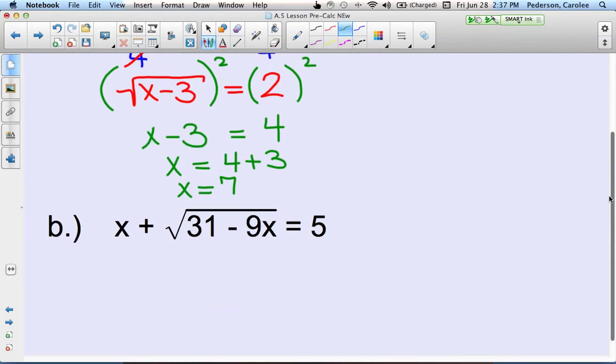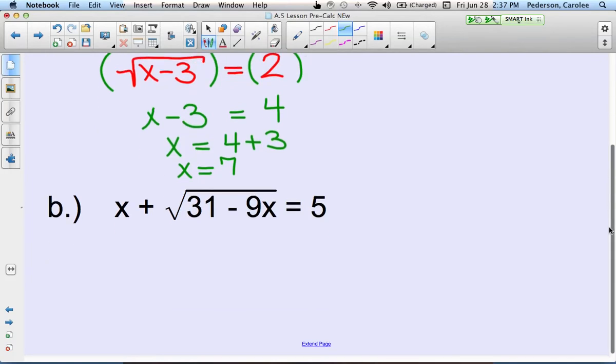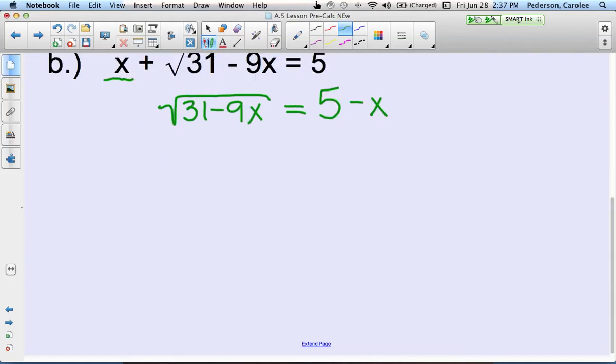Example B is a little bit more difficult because we can't just go ahead and square both sides to undo that square root. We need to first move that x to the right side. So I'm going to leave this radical alone. And then on the right side, I'm going to bring that x that's right here over to the left side. So I'm going to subtract it. Now let's go ahead and square both sides.